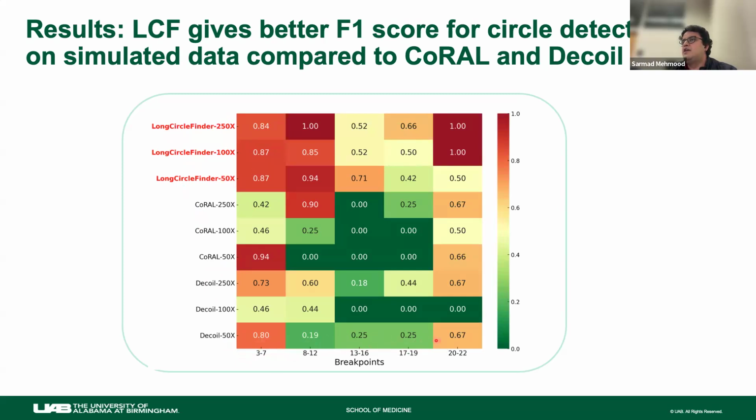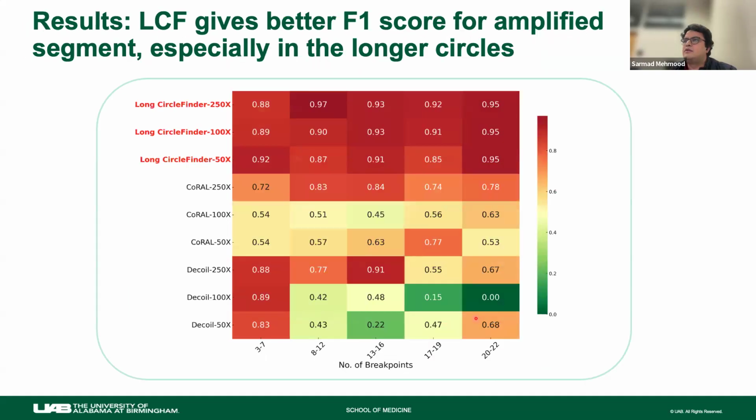We can clearly see that for circle detection, Long Circle Finder outperforms its competing algorithms, especially at the low coverage of 50x. The purpose of these algorithms is basically to detect the circles, but sometimes when the data is shallow, circle detection is not the optimum option. So we go for the detection of the amplified fragments.